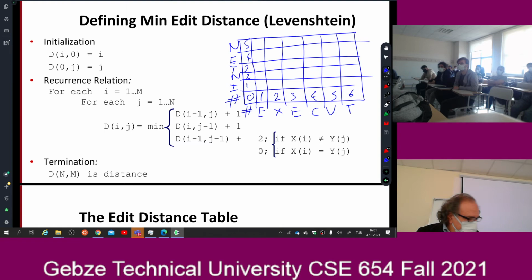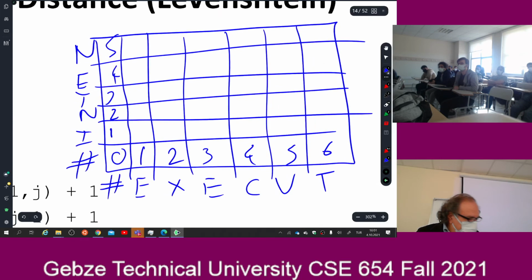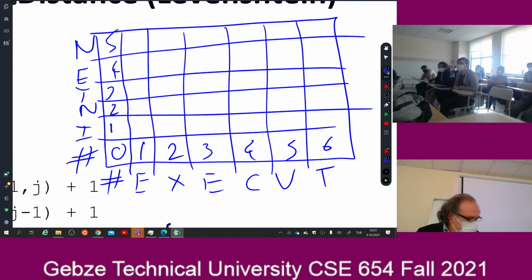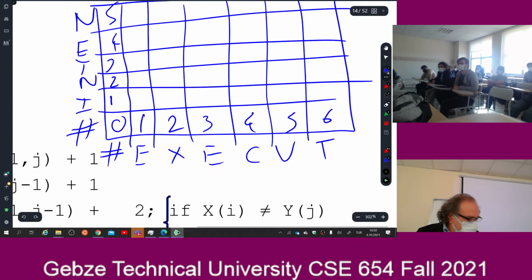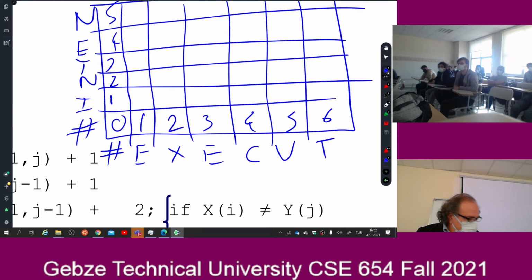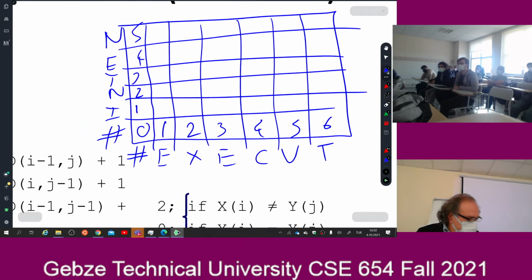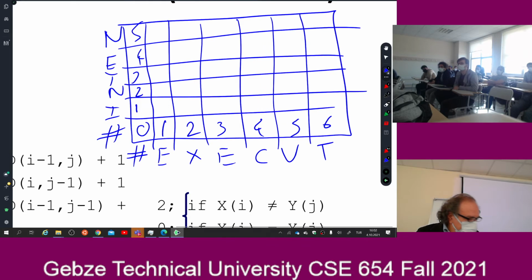What is the cost of converting a null to null? It is 0, of course, right? What is the cost of converting a null to E? It is 1. Just insertion, right? What is the cost of converting a null to X? It is 2. I have 2 insertions. Similarly, what is the cost of converting an I to a null? It is 1. Just deletion.